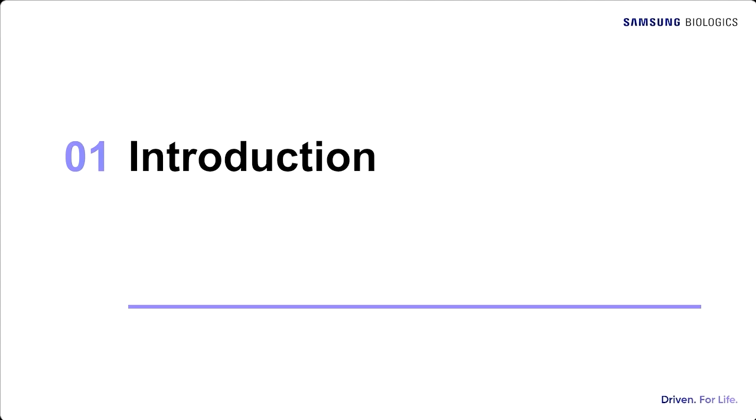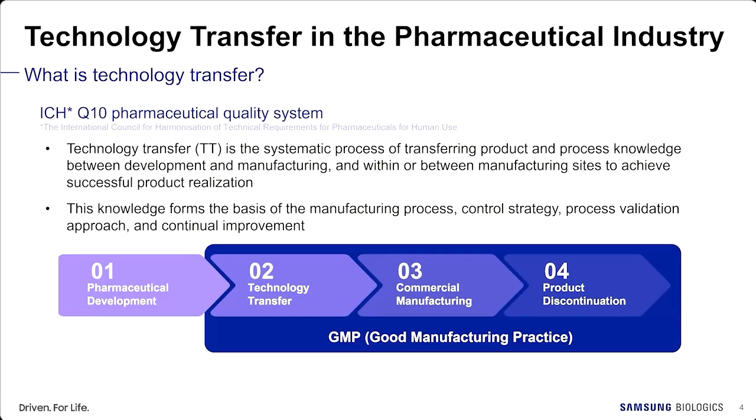Okay, let's begin with the introduction of technology transfer. What is technology transfer in the pharmaceutical industry? The ICH Q10 Pharmaceutical Quality System defines technology transfer as the systematic process of transferring product and process knowledge between development and manufacturing, and also within or between manufacturing sites to achieve successful product realization.